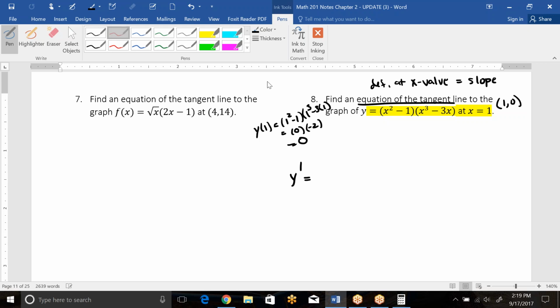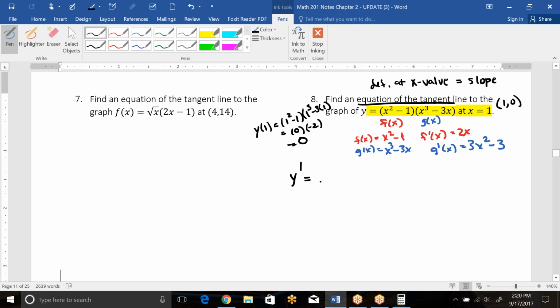So I'm going to label this first one as f of x, and the second one as g of x, since this is a product. So f of x is x squared minus 1. That means f prime of x would be just 2x. g of x is x cubed minus 3x. So g prime of x is 3x squared minus 3. Write those down. Derivative of the first is 2x times the second function plus the first function times the derivative of the second.